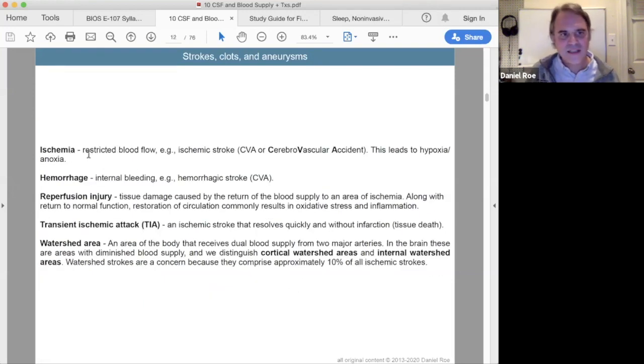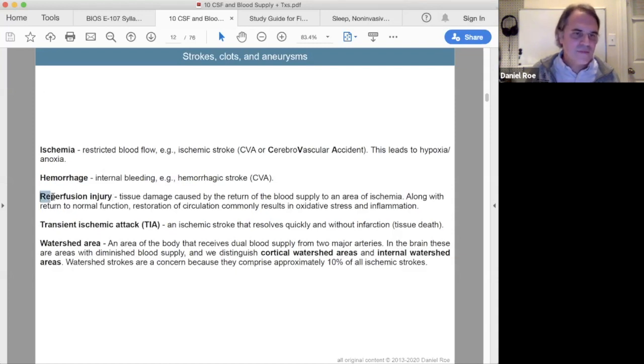Ischemia, I just mentioned that. So restricted blood flow, and you know this one pretty well. We've seen this before this semester. You can have an ischemic stroke, which is just a loss of blood flow, which leads to hypoxia or anoxia, reduced oxygen or no oxygen. Hemorrhage, just a bleed out, like for example, a ruptured aneurysm can bleed and hemorrhage.